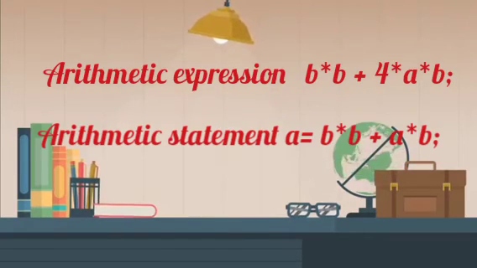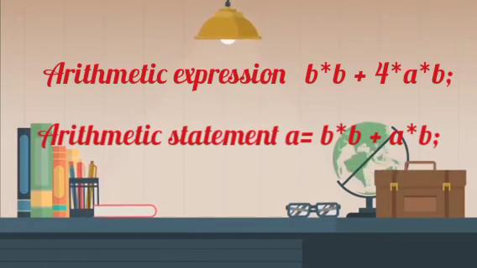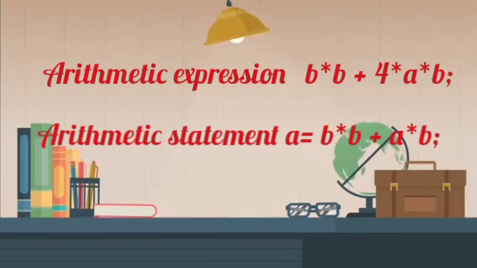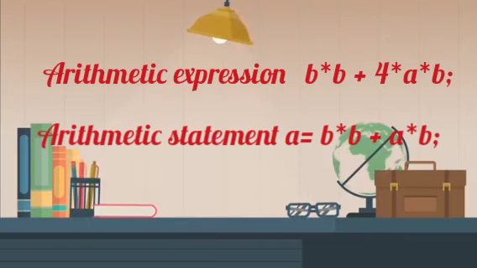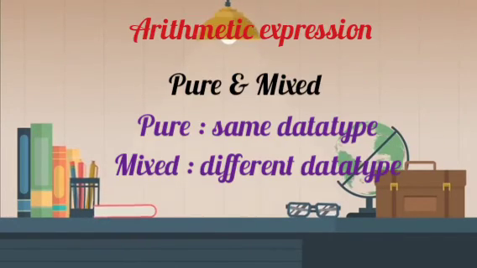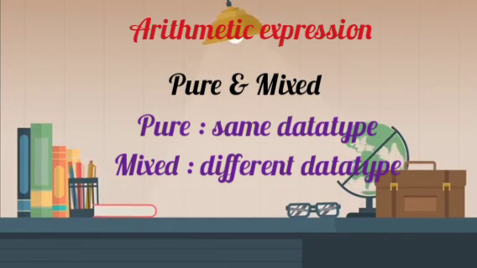Next one, arithmetic expression and statement. Expression is made of variables, constants and arithmetic operators. Expression contains variables, constants and operators, and a statement is an expression assigned to a variable. Arithmetic expressions are divided into two: pure expression and mixed expression. In a pure expression, all are the same data types, and in a mixed expression different data types are used.